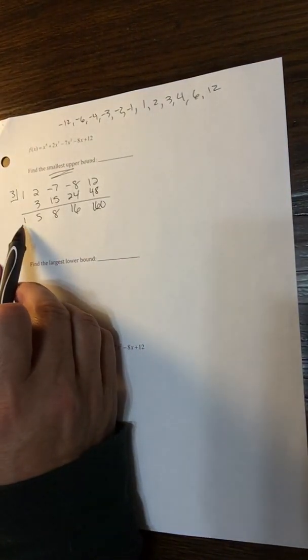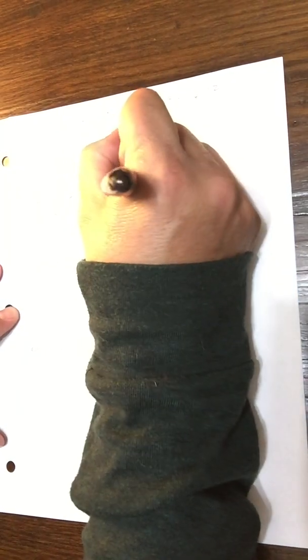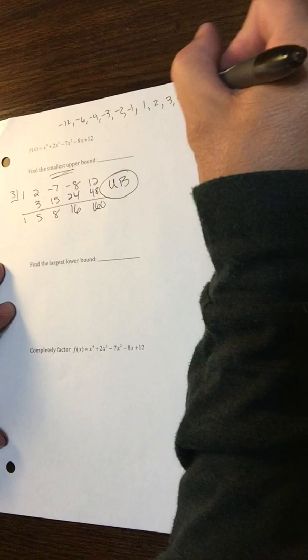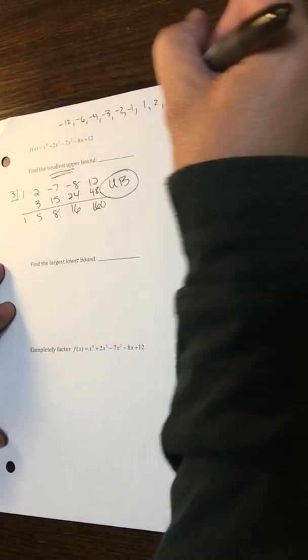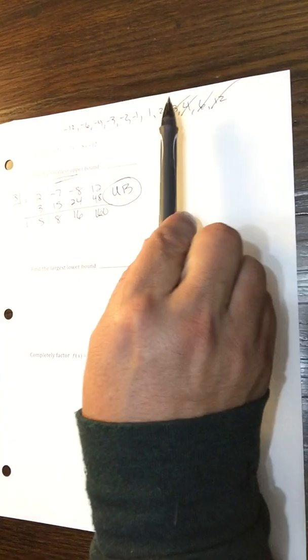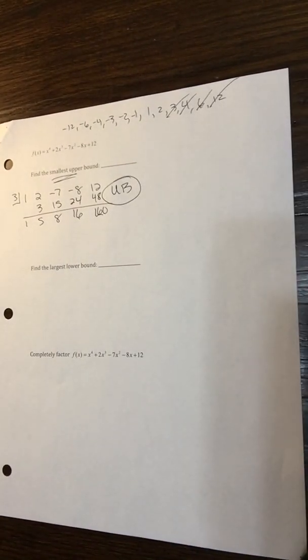Well, look what happened. Positive, positive, positive, positive, positive. 3 is an upper bound. So what does that tell me? Don't bother looking for 4, 6, or 12. None of those could possibly work. 3 is an upper bound. Nothing bigger than 3 works. I just eliminated a lot of things to guess. So, might as well guess 1 or 2.